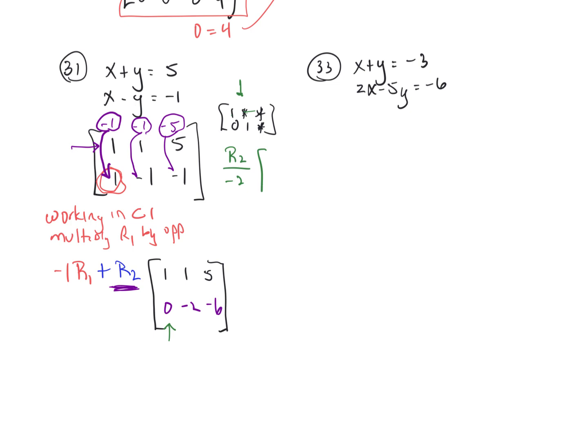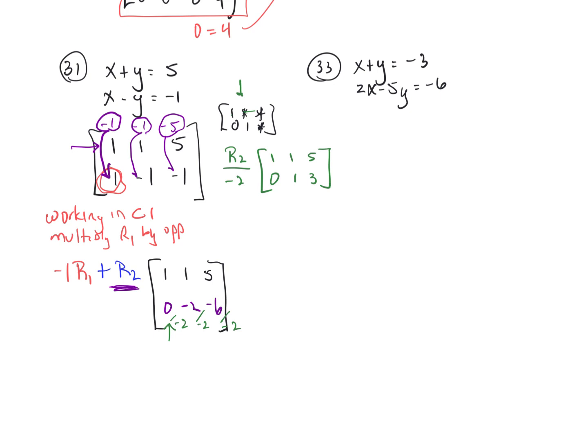So what happened to row 1? Nothing happened to row 1, so it's still 1, 1, 5. If I take row 2 and divide it by negative 2, every single entry, 0 divided by negative 2 is 0. Negative 2 divided by negative 2 is positive 1. Negative 6 divided by negative 2 is positive 3. I have what I want.